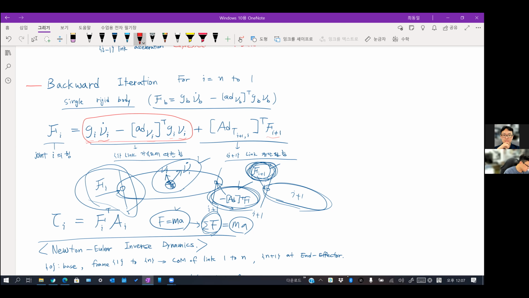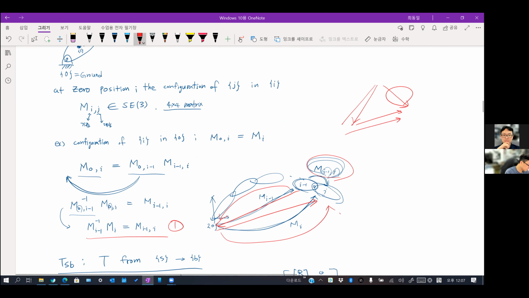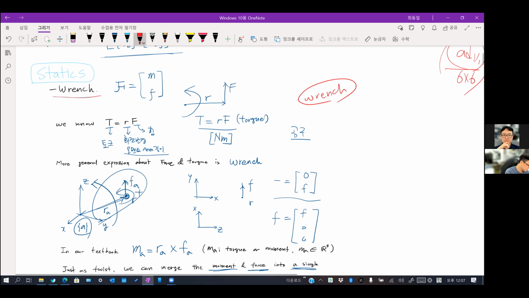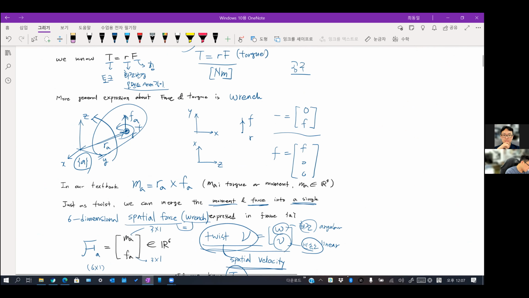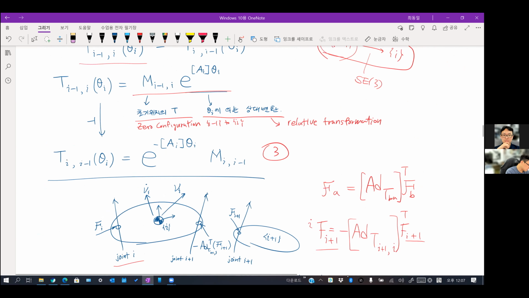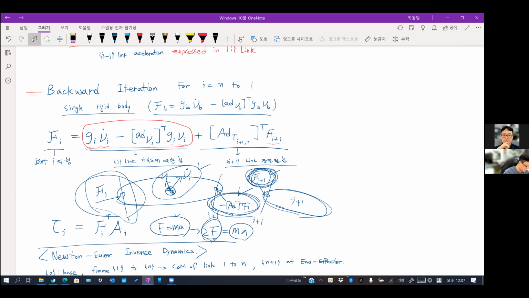This term is from this equation, the single rigid body dynamic equation. This one is the same as this one, and in the case of the i-th link, we saw there is spatial force here, and there is spatial velocity and spatial acceleration, and this term is propagated from the i+1 link.